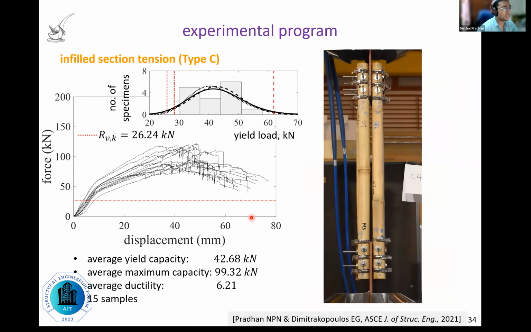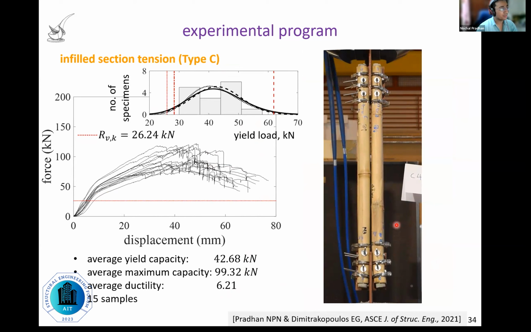This is a typical response of mortar infill specimens in tension. You can see again, elastic deformation, yielding, large plastic deformation of bolts, and then failure at ultimate stage. The mortar infill restricts deformation, therefore the ductility is a bit lower compared to hollow section specimen.